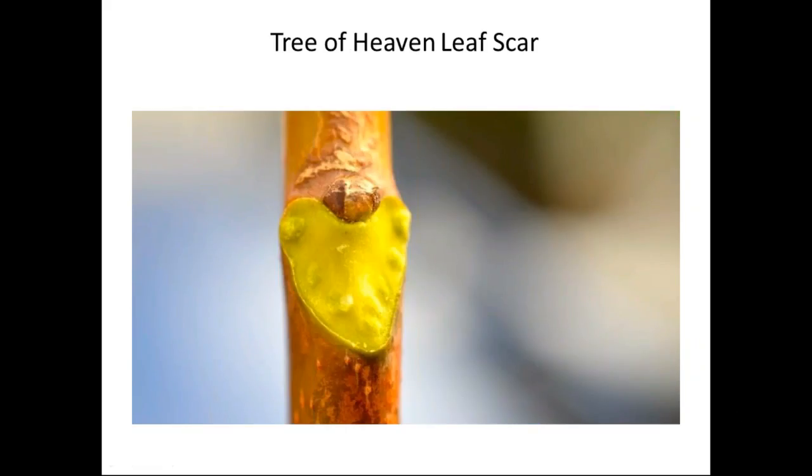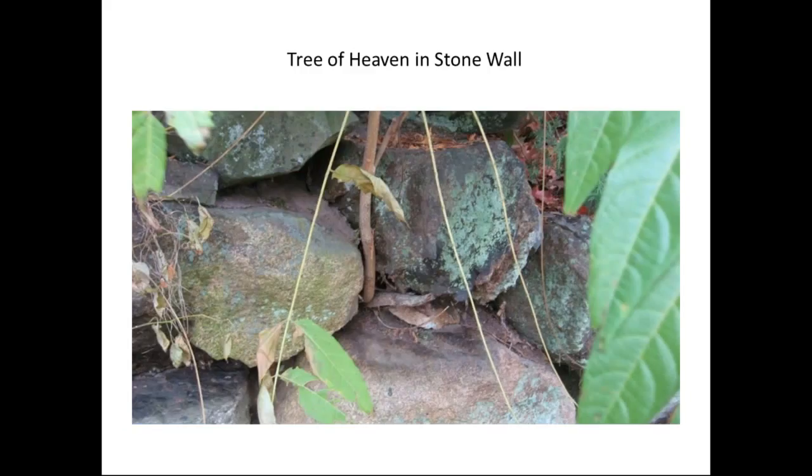The Tree of Heaven leaf scar is also like a shield, but it does not include or enclose, I should say, the lateral bud. So if you pull off a compound leaf and you have the leaf glands and you have this kind of leaf scar, where the lateral bud is not embedded in the leaf scar, it's Tree of Heaven. Tree of Heaven likes sun, but it also does a big number on stone walls, foundations, sidewalks. It's really an urban menace.